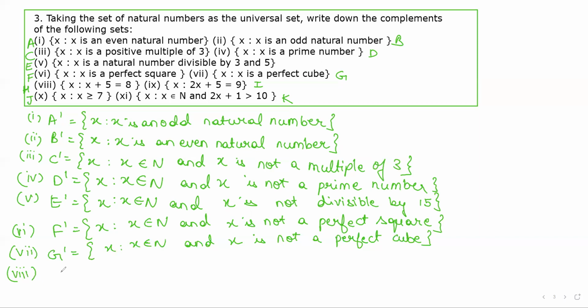X plus 5 is equals to 8. H dash will be, it's given that your h is x plus 5 is equals to 8. So we know that x plus 5 is equals to 8 after solving will give you x is equals to 3. So it's specific that if you convert it into Roster form, you'll be left with h is equals to a singleton set with the value 3. So here you can write this as a set of all x such that x belongs to n and x is not equals to 3.